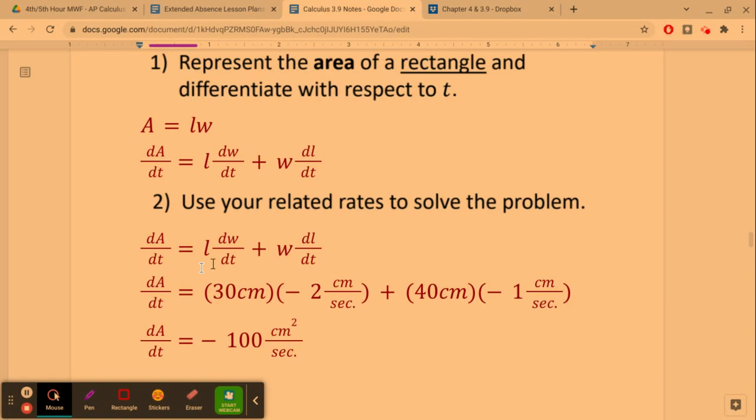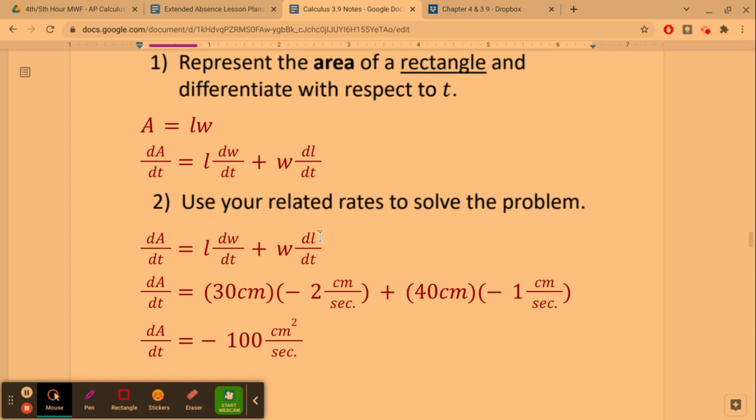So now we're going to substitute. dA/dt, that's what we want to find, is equal to 30 centimeters times negative 2 centimeters a second. Where did we get those? Well, we're talking about L times dW/dt. The length is 30 centimeters, and the width is changing at a rate of 2 centimeters per second in the negative direction, so the width is getting smaller. Plus 40 centimeters times negative 1 centimeters a second. Again, just substitution. W is equal to 40 centimeters at the moment of interest, and dL/dt is negative 1 centimeters a second.